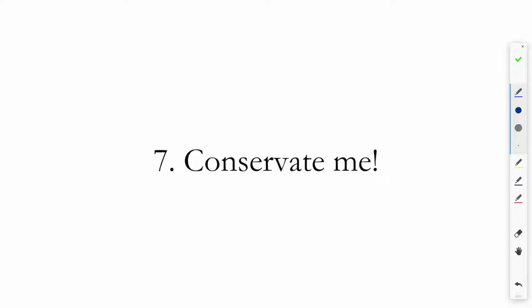Number 7, conservate me. In a previous sentence, I told you that if you take the second principal part minus the RE, that is the singular imperative. When you add the TE on it, that is the plural imperative. Conservo, let's look at what I mean.